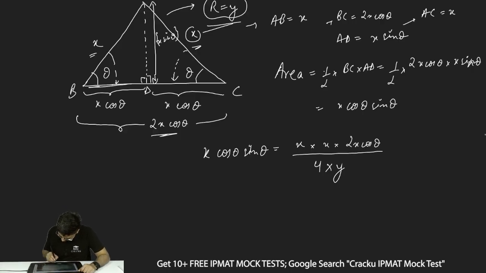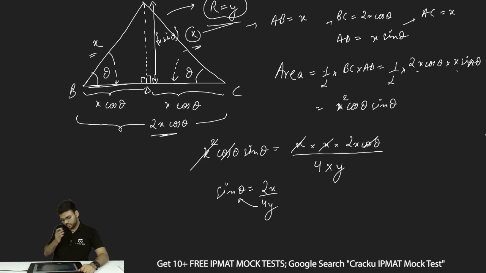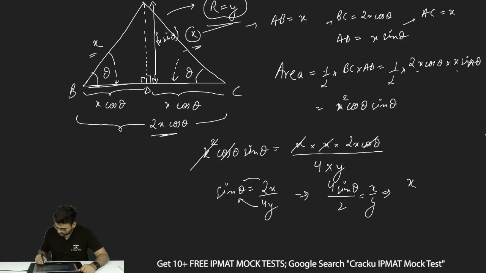Now what will happen? This will be x square cos theta sin theta on the left. On the right, 2x and x and x, so x cubed times 2 cos theta. Now this x square and this x square will cancel, and this cos theta will also be cancelled. So I am left with sin theta is equal to 2x upon 4y. Now I'll take this 4 to the numerator and 2 to the denominator on the left hand side. So I can write 4 sin theta divided by 2 is equal to x upon y, or I can further write this as x upon y will be equal to 2 sin theta.